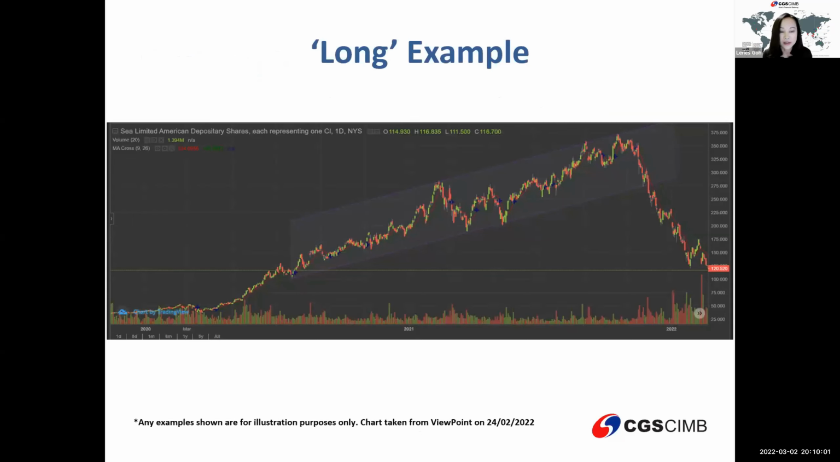For example, as you can see on the slide, is the C Limited chart that I'm pulling up here. This chart is just for illustration purpose. It's taken on 24th of February. Many of you know about this company. Even Temasek invested in this company as well. Our Shopee, the e-commerce platform, is part of their underlying business. As you can see, in 2021 it had a tremendous run. It was up 150%, in fact 300% in 1.5 years' time.